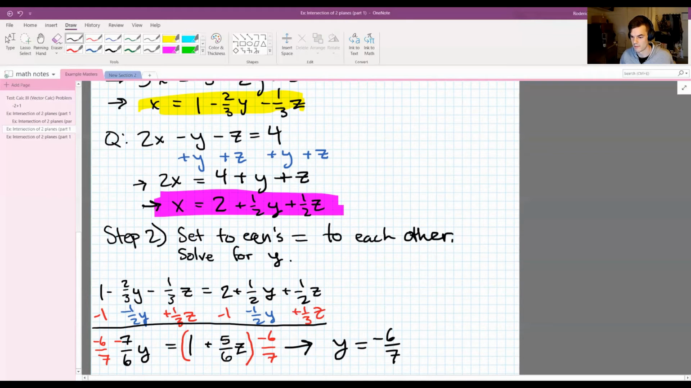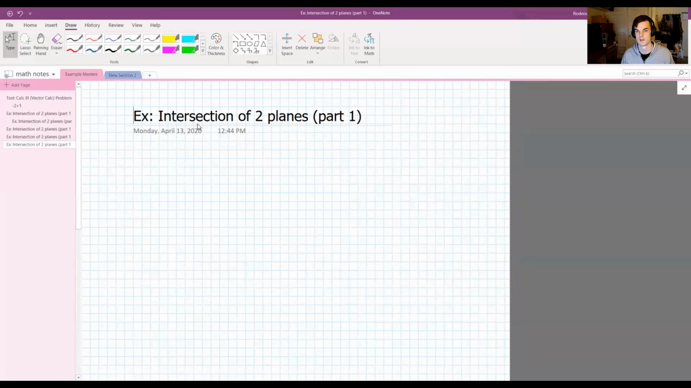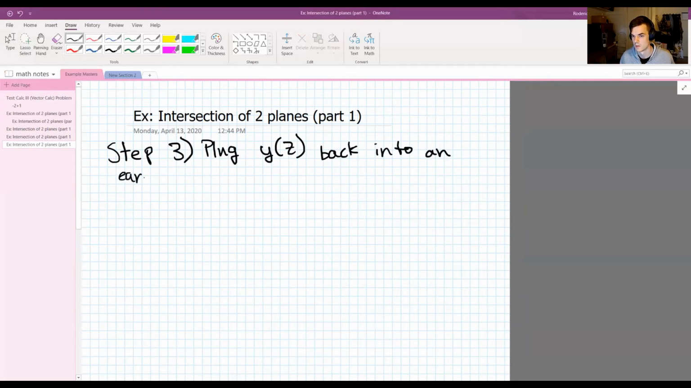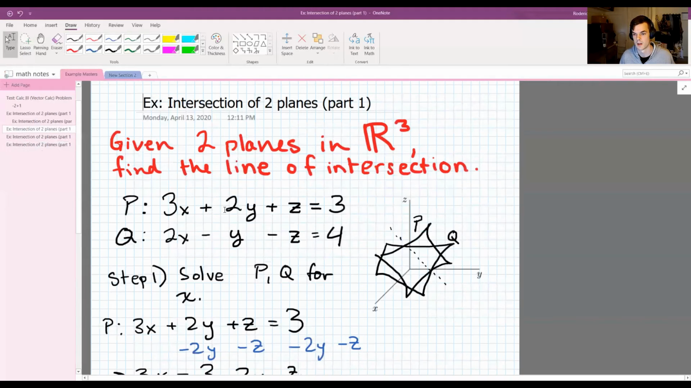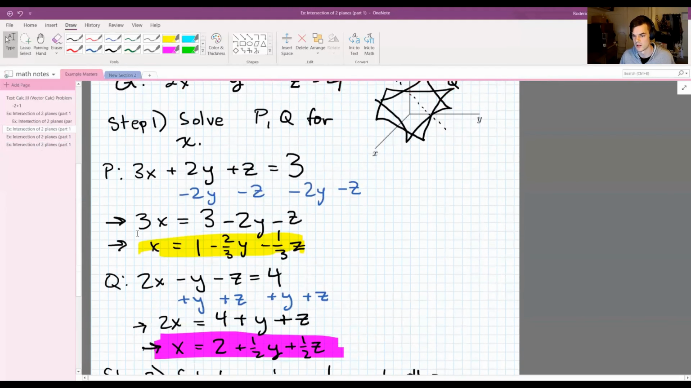And now we have 5/6 times minus 6/7. The 6 cancels, minus 5/7 z. Step 3. So we have y in terms of z. We're going to plug this back into one of our equations for x from step 1. Either one's fine. And that's going to give us x just in terms of z.